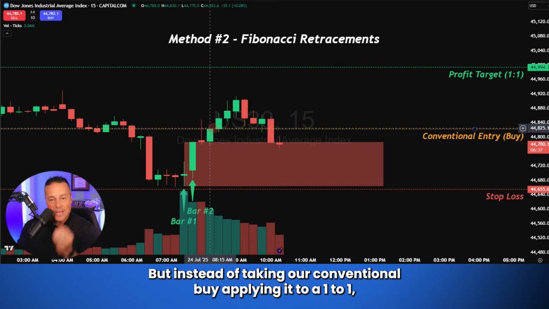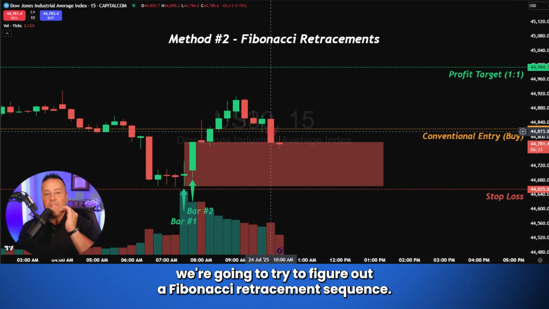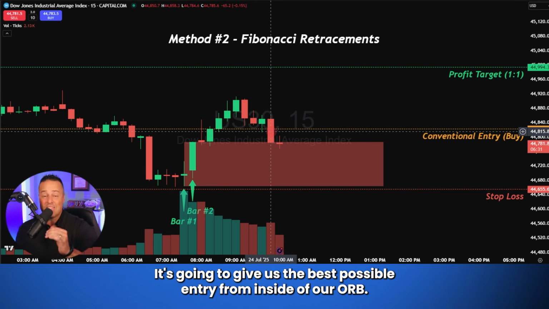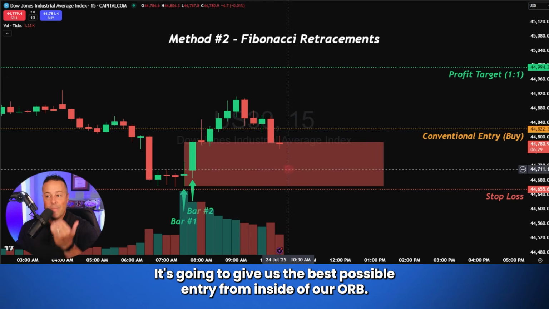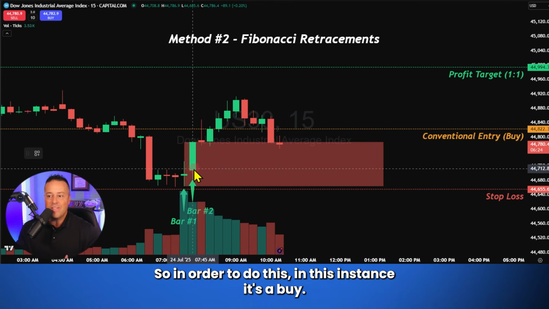Okay, but instead of taking our conventional buy and playing it to a 1-to-1, we're going to try to figure out a Fibonacci retracement sequence that's going to give us the best possible entry from inside of our ORB. It's going to be a superior type of entry. So in order to do this, in this instance, it's a buy.